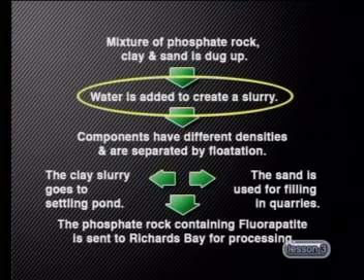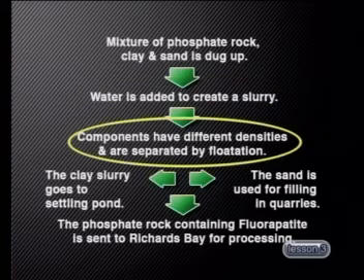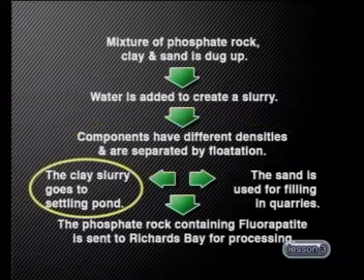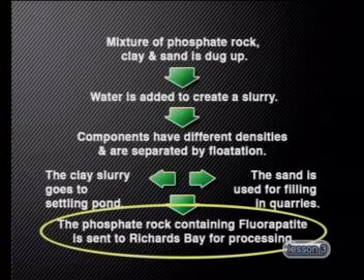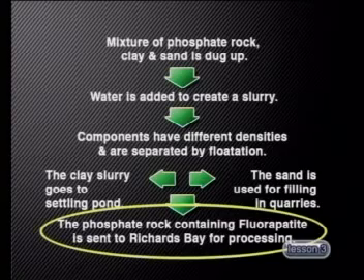The dragline then digs out a mixture of phosphate rock, clay, and sand. Water is added to the mixture to create a slurry. The components of the mixture, sand, clay, and phosphate rock, have different densities and can be separated by flotation. The clay slurry is pumped into a settling pond. The sand is used for filling in quarries. The phosphate rock is sent to a chemical processing plant.